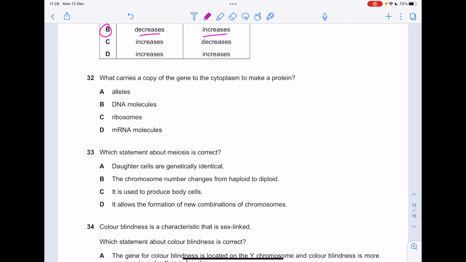What carries a copy of the gene to the cytoplasm to make a protein? So remember, in the nucleus, this is all to do with protein synthesis. The DNA unwinds to form mRNA, which is a single-stranded molecule that leaves the nucleus and goes to the cytoplasm to bind with a ribosome. And it's called mRNA because it carries the message, that copy of the gene.